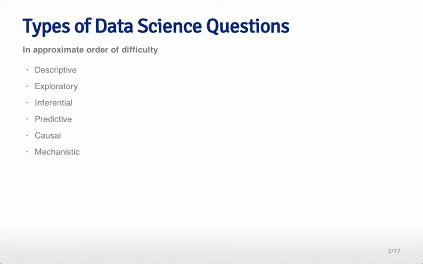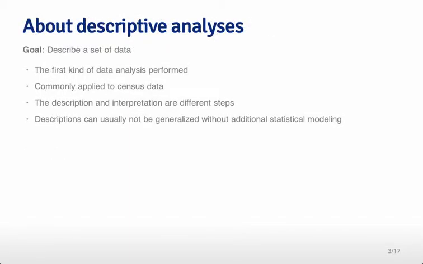So there are a few different kinds of data science questions, and I've listed them here in their approximate order of difficulty of actually achieving the goal of that analysis. So it starts with descriptive, and then it goes to exploratory, inferential, predictive, causal, and mechanistic. I'm going to talk about each of these types of analysis over the next couple of slides.